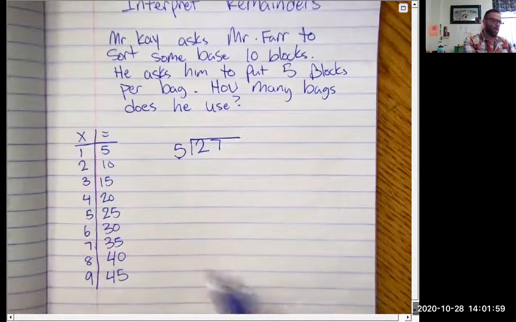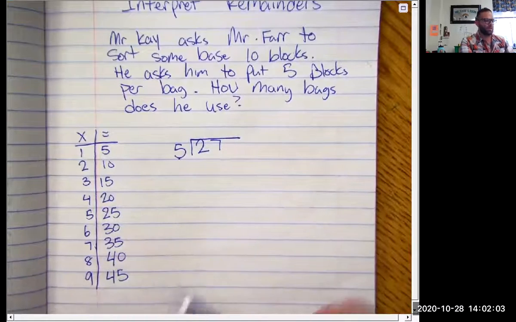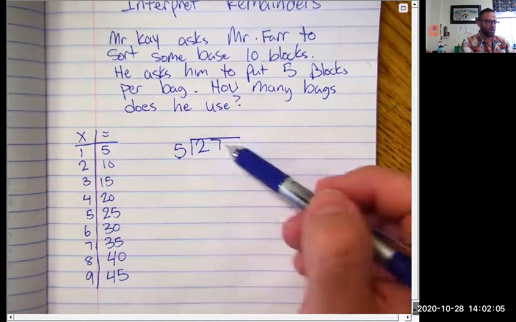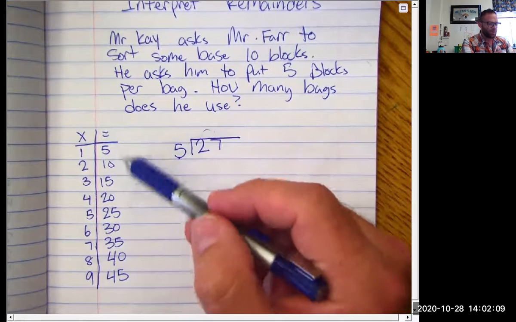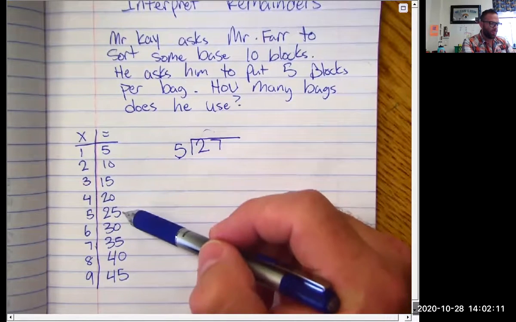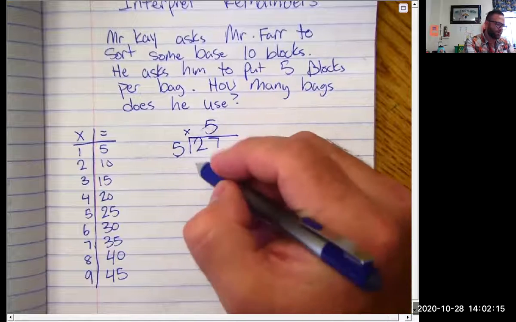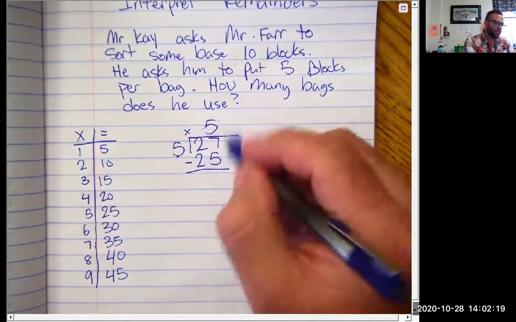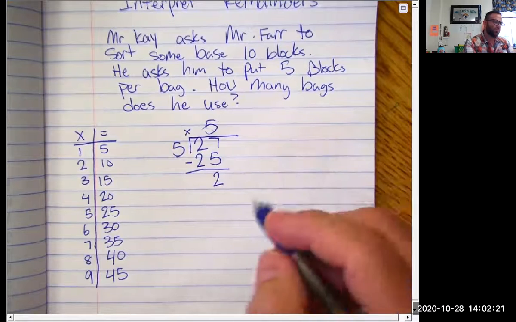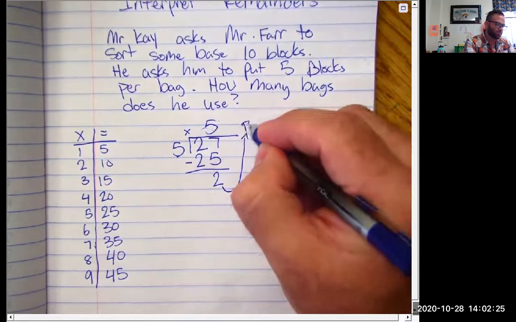Okay. Now, how many times can I subtract 5 from the number 25? So I'm going to look for a number that's close to this number right here, 27. I don't want to go over. So, oh, I found it right here. I see that it's 5 times. And 5 times 5 is exactly 25. Okay. And when I subtract them, I'm left with 2. This 2 becomes our remainder.